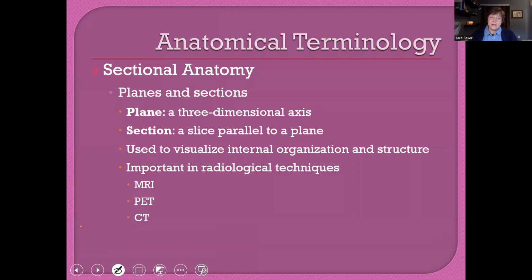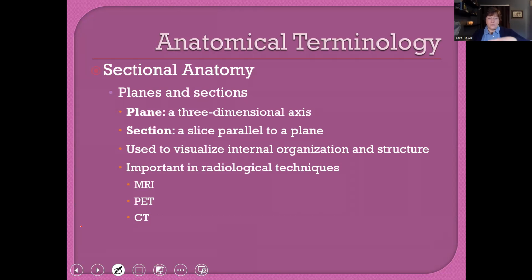Okay, then anatomical terminology, we're going to continue, I guess, with sectional anatomy, which is something that radiologists are going to do, people who use x-rays, CAT scans, PET scans. All of these are going to be using sectional anatomy. So what we're going to do is look at a plane. We're going to cut the body visually.